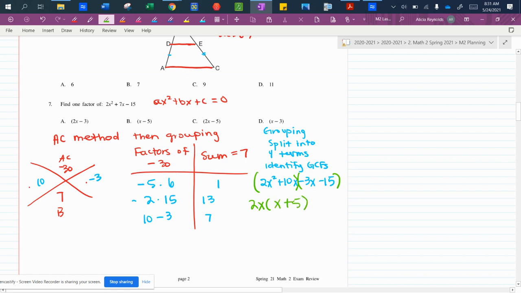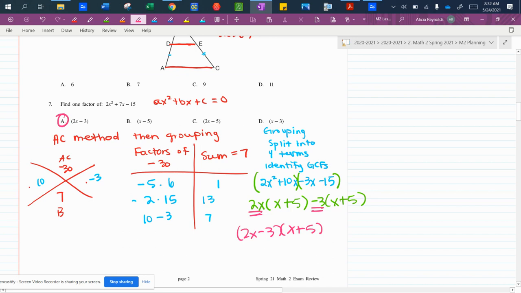What do negative 3x and negative 15 have in common? That would leave me with x plus 5. Will that leave me with x plus 5 if I take positive 3? Negative 3. So then 2x and negative 3 become the other factor pair. So my answer is A.